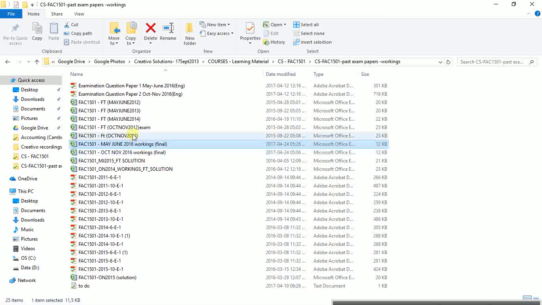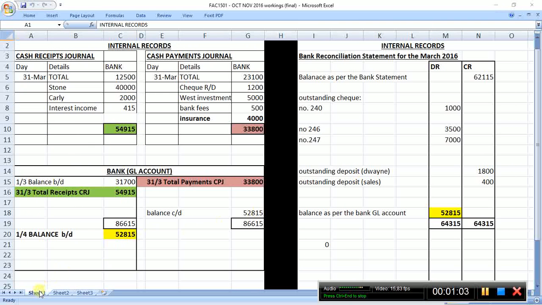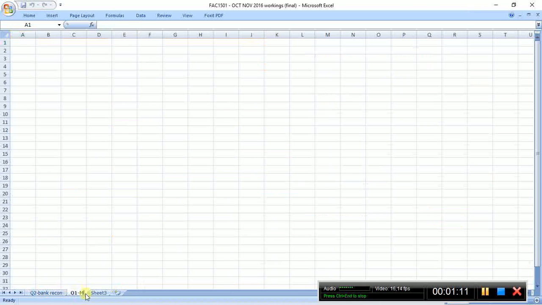Okay, let's open up. Where were we doing this in? What happened to you? Oh, there it is. October, November 2016. It's going to take time to open again. Okay, right, so this was question 2, bank recon. Question 1, MCQ. Right, so let's put 1.1 here. 1.2, MCQs. 1.1 we said was 3, right? Yes. Okay, next one.